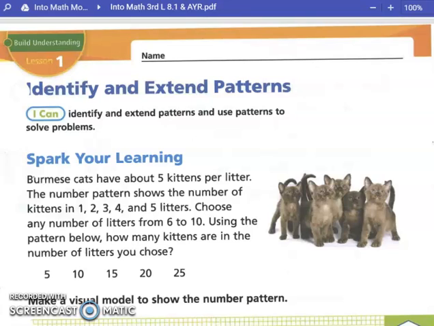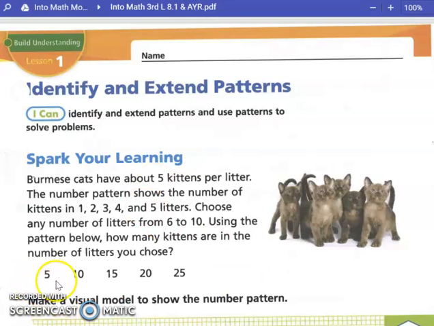Okay, this morning we're looking at lesson 8.1, identify and extend patterns. Our I can statement says I can identify and extend patterns and use patterns to solve problems. Usually when we're doing a pattern, we're skip counting, or we have shapes that we're putting in a certain order that are given to us. It looks like today, since we're doing multiplication and division, we're going to do some skip counting. I can tell that because down here, there are skip counting, right?